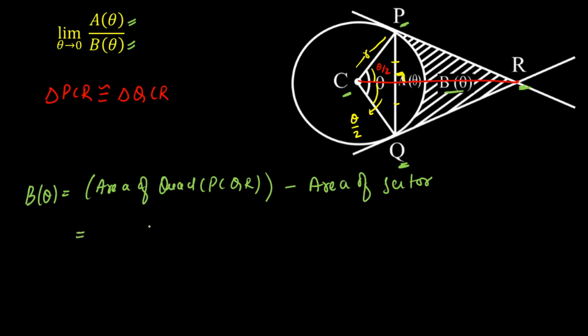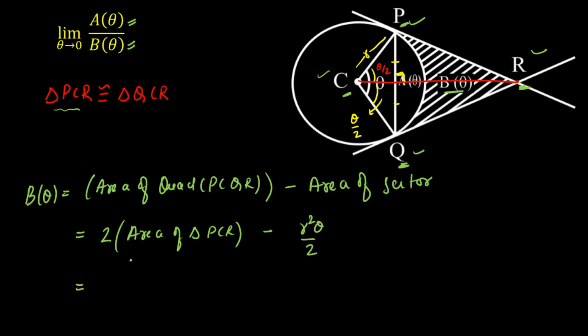Now to calculate the area of PCQR, I can divide this into two triangles. The two triangles are PCR and CRQ. As you can see, it is divided into two triangles, and as I said previously, these two triangles PCR and QCR are congruent to each other. So I can write this as twice the area of triangle PCR, because these two triangles are congruent, minus the area of the sector we have calculated previously, that is r square theta divided by 2.